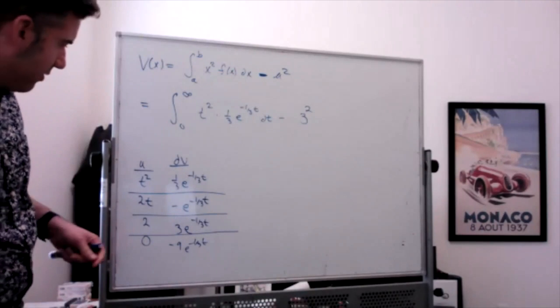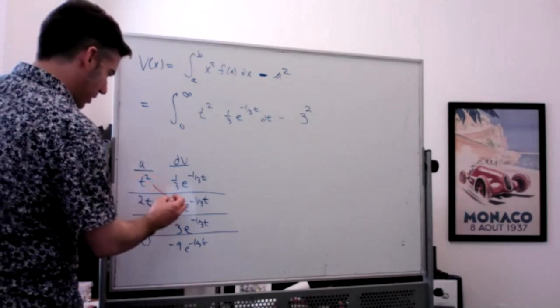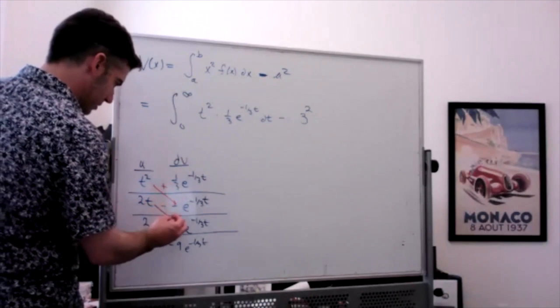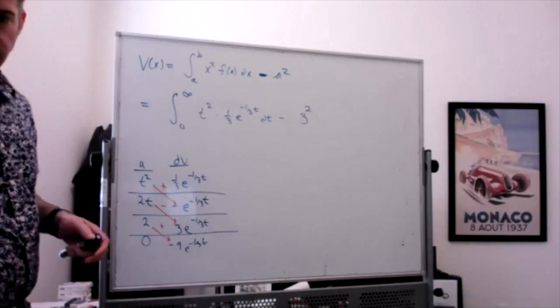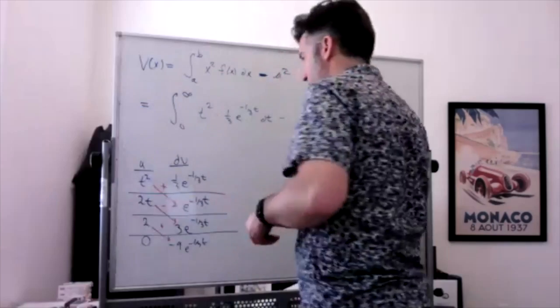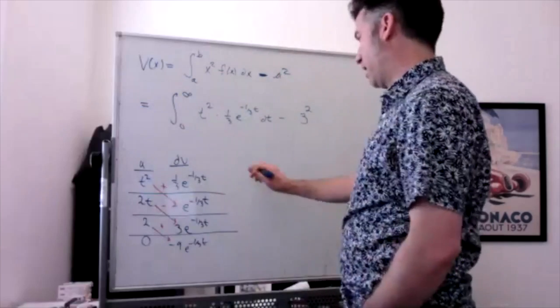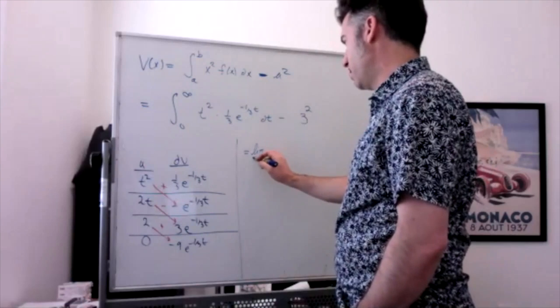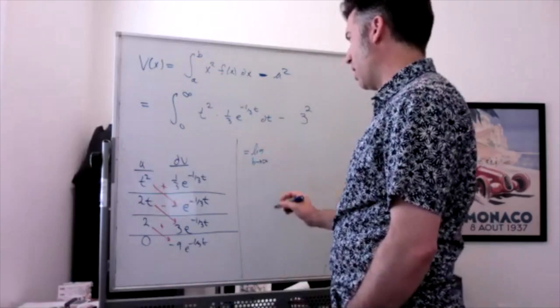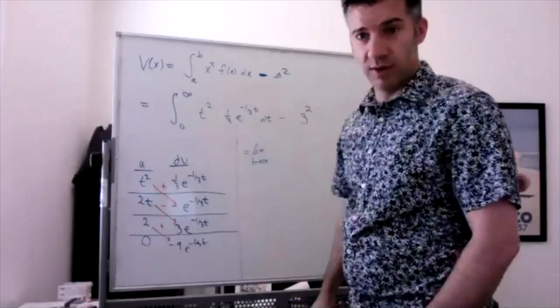So then we're going to have plus this times this, minus this times this, plus this times this. So here's what we're going to get. We're going to get, and I'm going to try and write it all at once here, the limit as b goes to infinity of the integral of this from 0 to b.